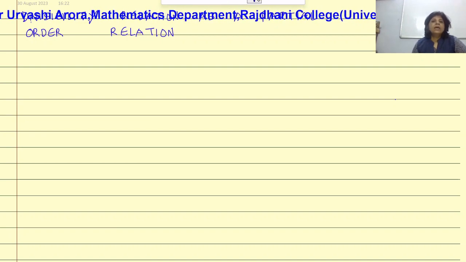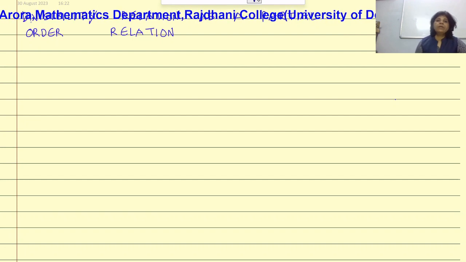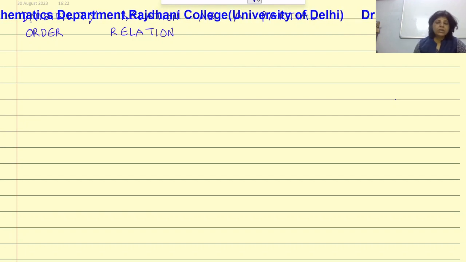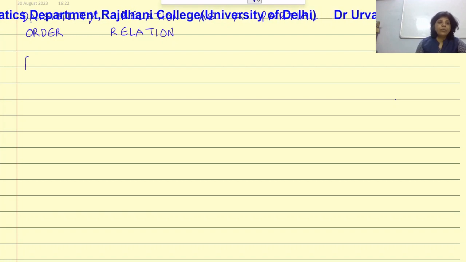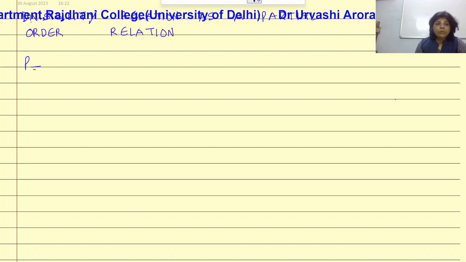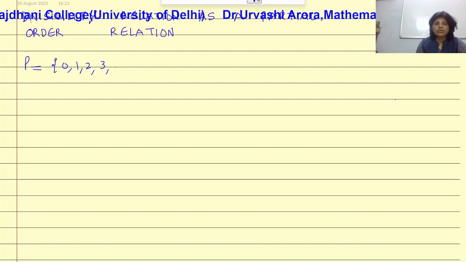Hello students, in this video I am going to discuss how the divisibility relation can be considered as a partial order relation on the set of whole numbers. So the underlying set that we are going to consider in this video is the set P, which is the set of whole numbers, the set 0, 1, 2, 3 and so on.